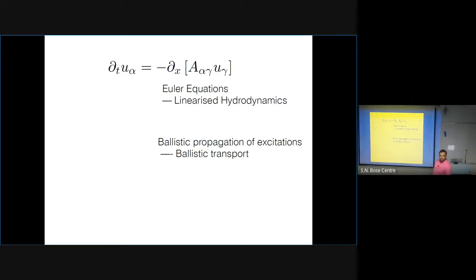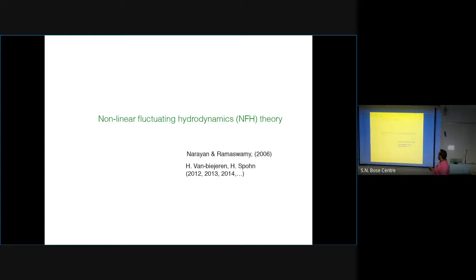Sorry for the interruption again. I think it's a phenomenological equation, right? Or are we going to derive it later? I'll make some comments on this. I am describing this theory, how it is described.